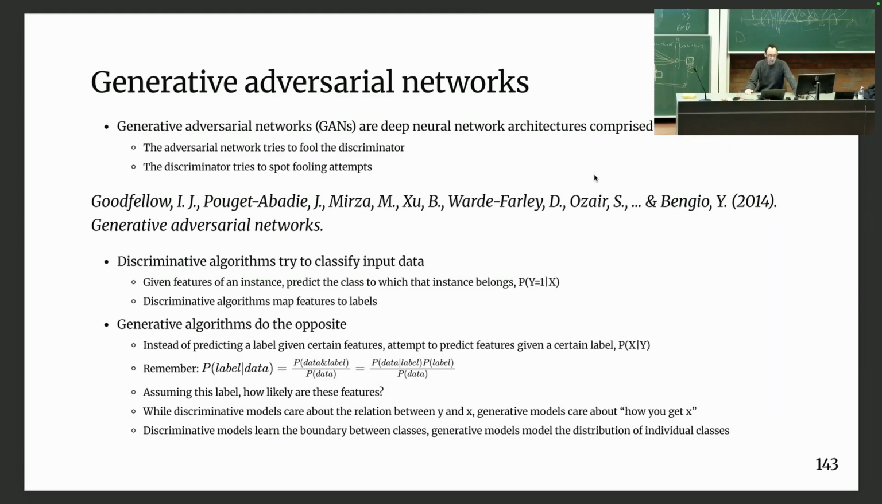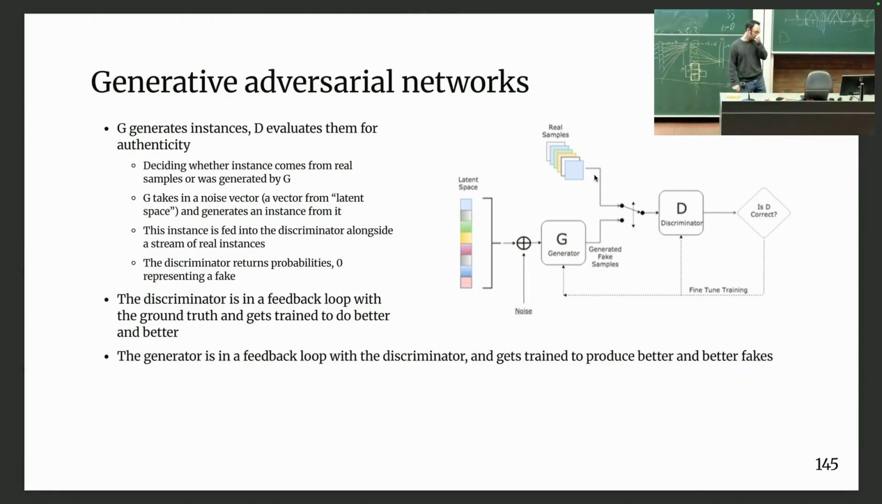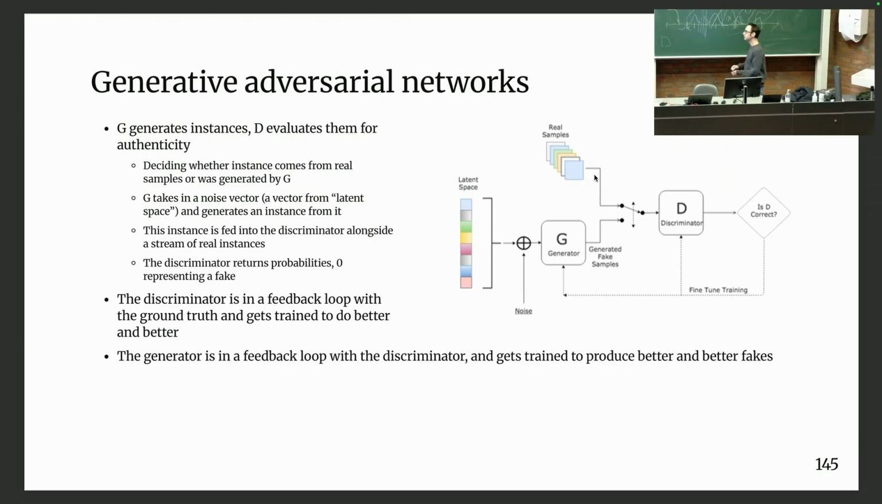Next up, as a last generative model for now at least, is that of a generative adversarial network. And here the idea is that we're going to build two models. One is called a discriminator and one is called a generator. Again, it's an interesting idea, which is not that difficult to understand.